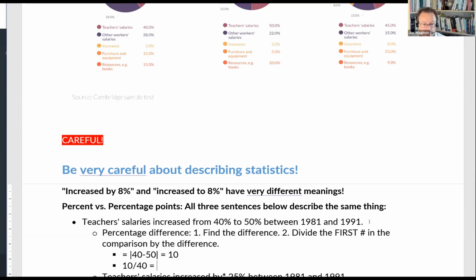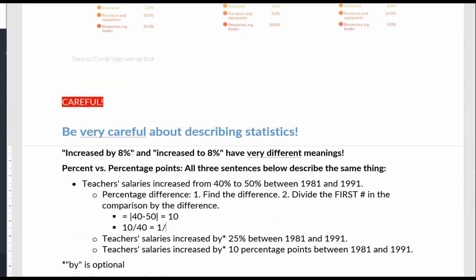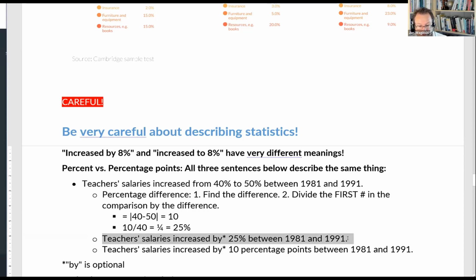So what's 10 over 40? 1/4 is equal to 25%. All right, so teachers' salaries increased by 25% between 1981 and 1991.